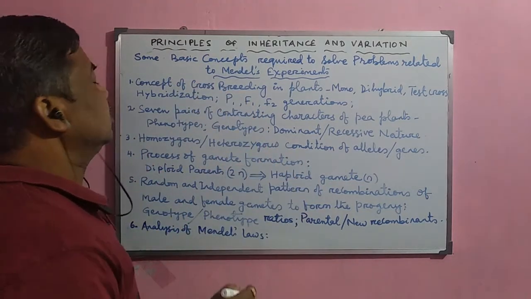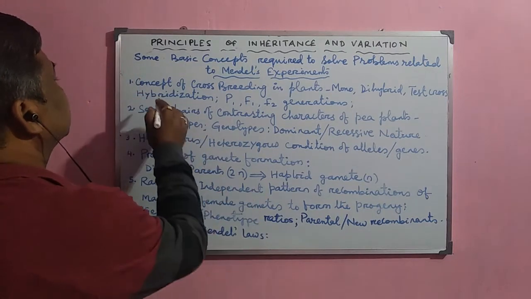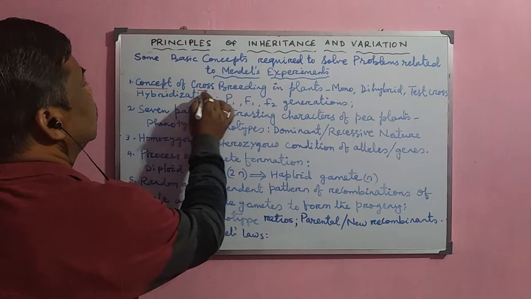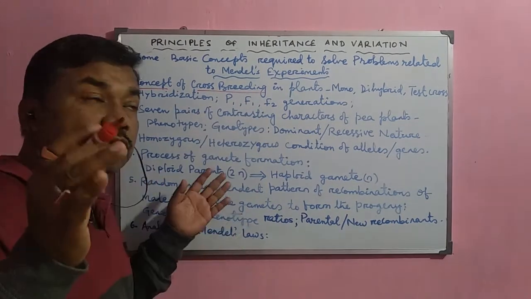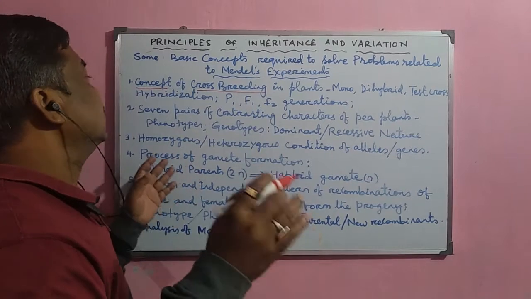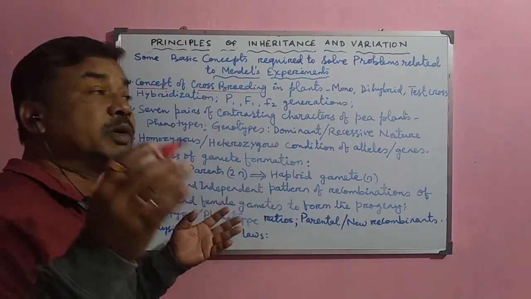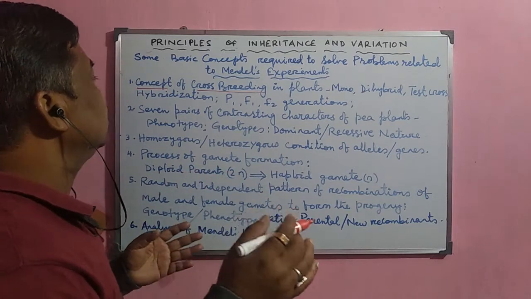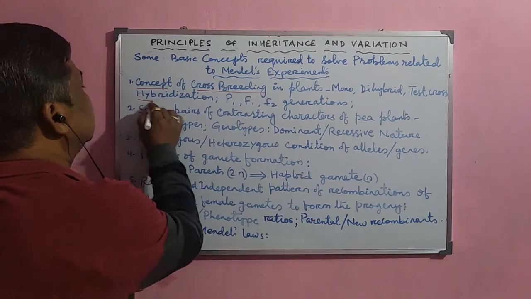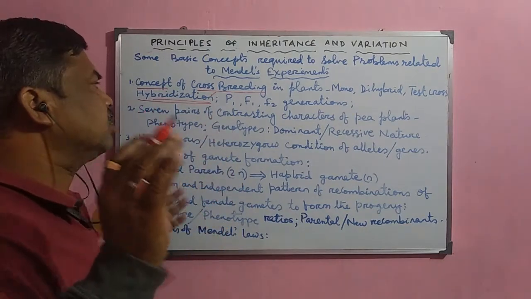So first thing, they must clearly understand the concept of crossbreeding. Then what is crossbreeding? How the male plant and the female plant are crossed, and what is the hybridization technique? How the emasculation and bagging procedure is adopted there. This process must be clearly understood by them so that they will not face problems in solving the problem.